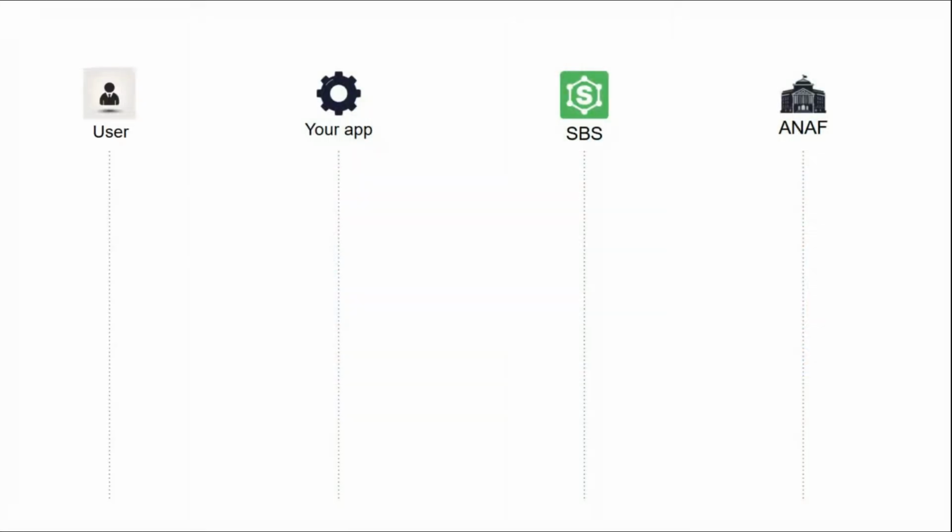To use e-transport, your application will exchange real-time data with the Romanian National Agency for Fiscal Administration, ANAF. For that purpose, it will require OAuth 2.0 authorization with ANAF. Let's see how this process works. The user clicks a button in your application, for example, Authorize. Your application calls the Generate Authorization Request method of the SBS API.